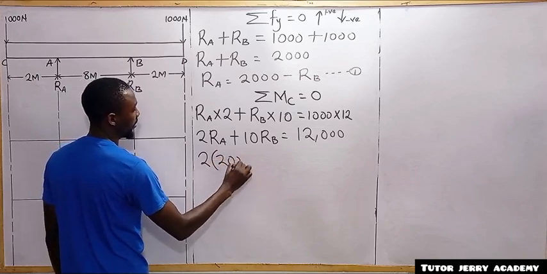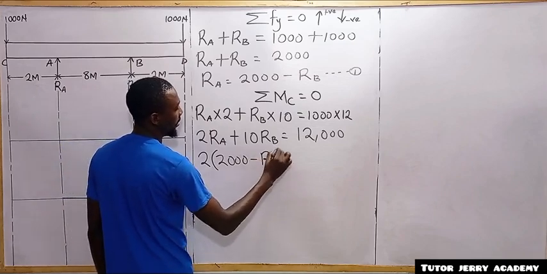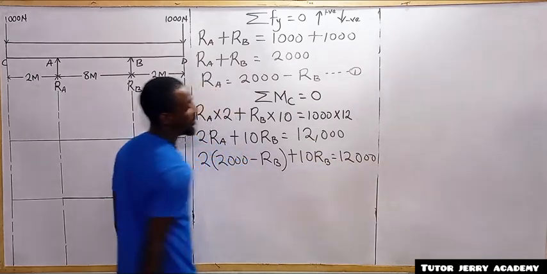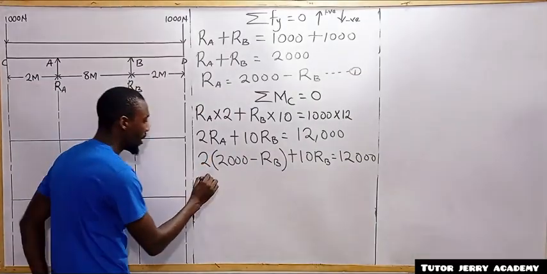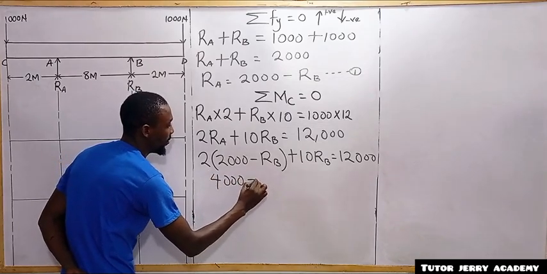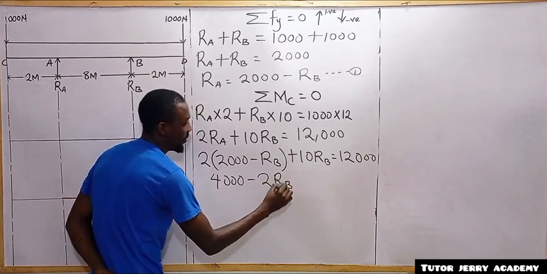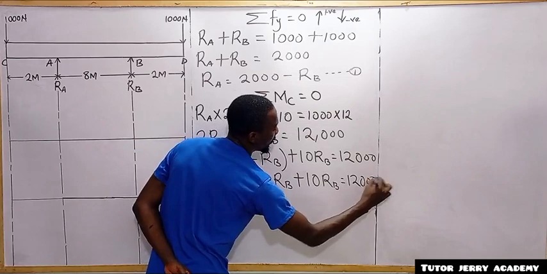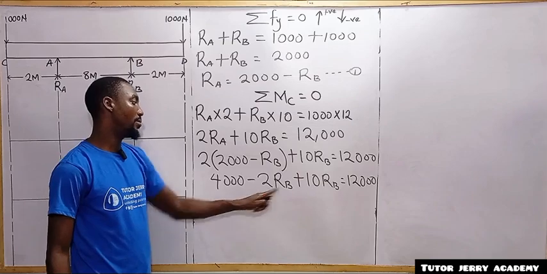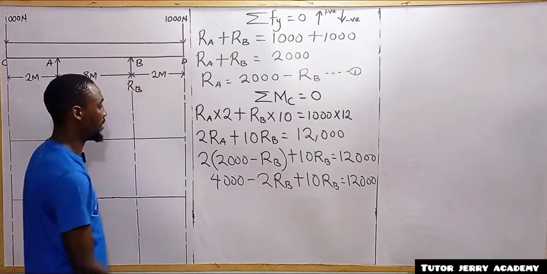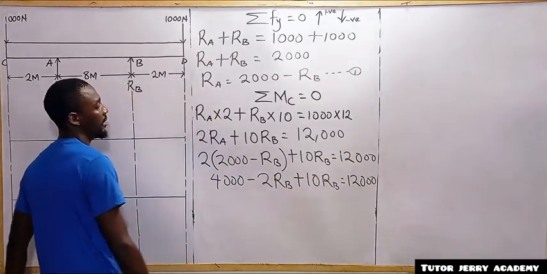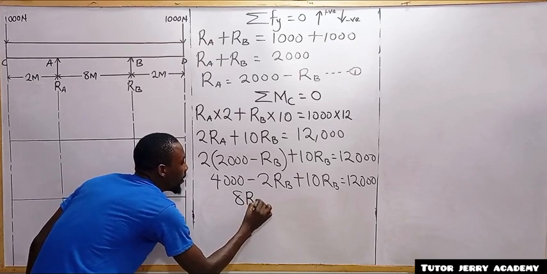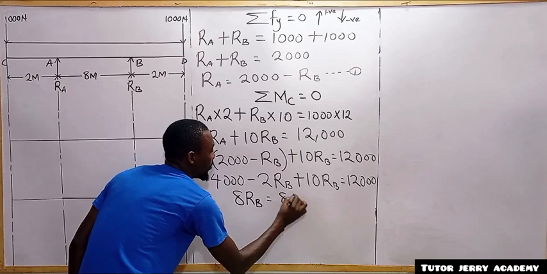If we substitute for our RA here, we're going to have 2 into 2000 minus RB, plus 10RB, equal to 12,000. If you clear the bracket now, we're going to have 4,000 minus 2RB plus 10RB, which will be equal to 12,000. So this plus this is going to give us 8RB. If we move the 4,000 to the other side, 12,000 minus 4,000 is 8,000. So we are going to have 8RB equal to 8,000.